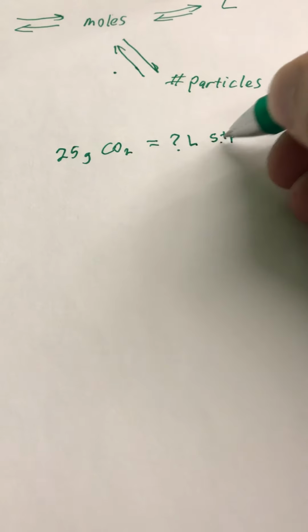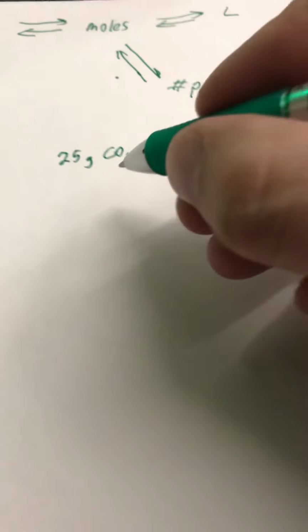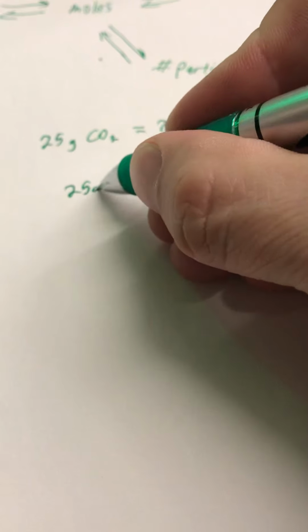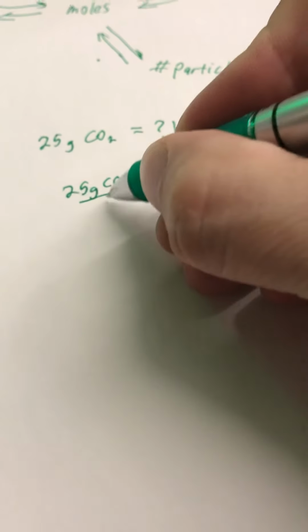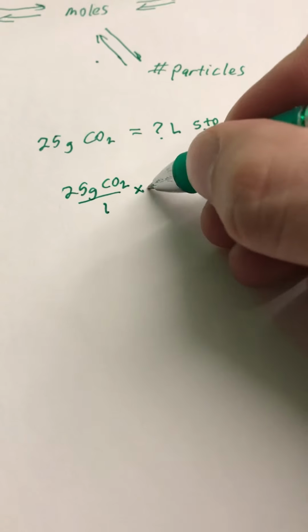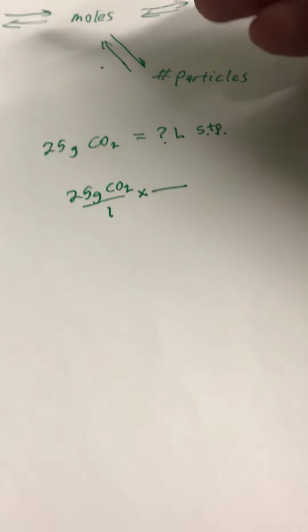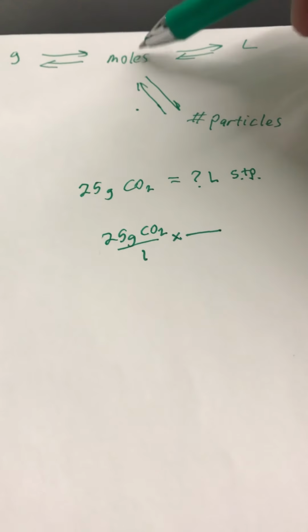For the two-step stoichiometry, I'm just going to give you a sample problem here. Let's say we had 25 grams of CO2 gas, and you wanted to know how many liters that was at STP, at standard temperature and pressure. What you would want to do is start with the 25 grams of CO2, put it over 1. You're going to multiply it by the ratio that's going to be changing the grams into moles.